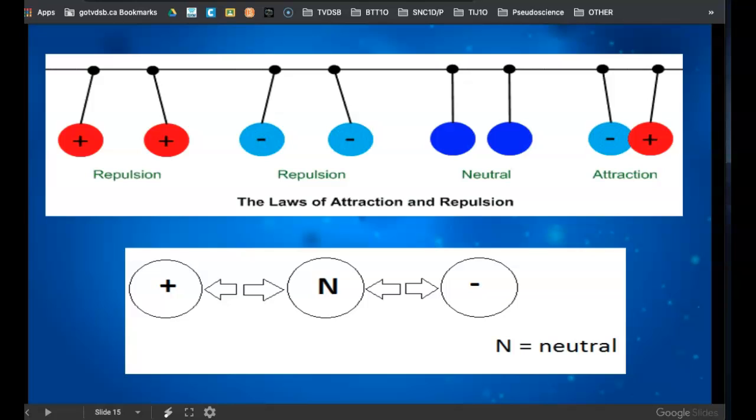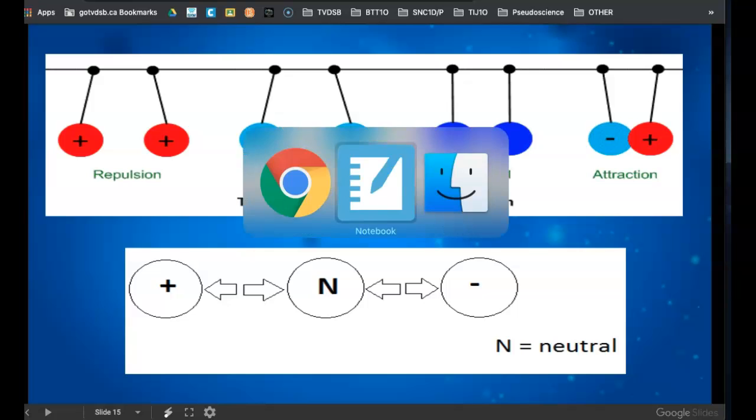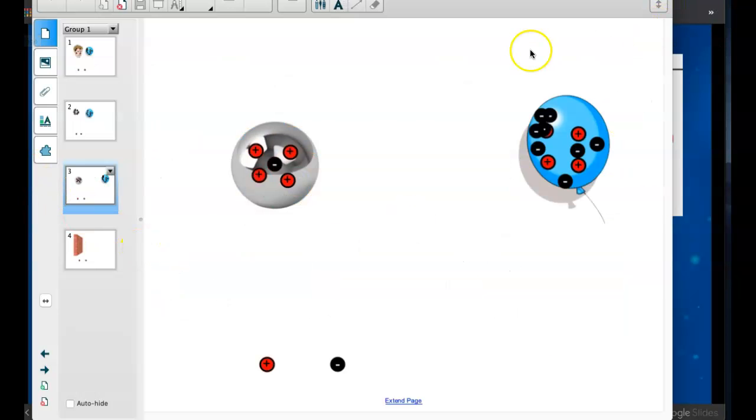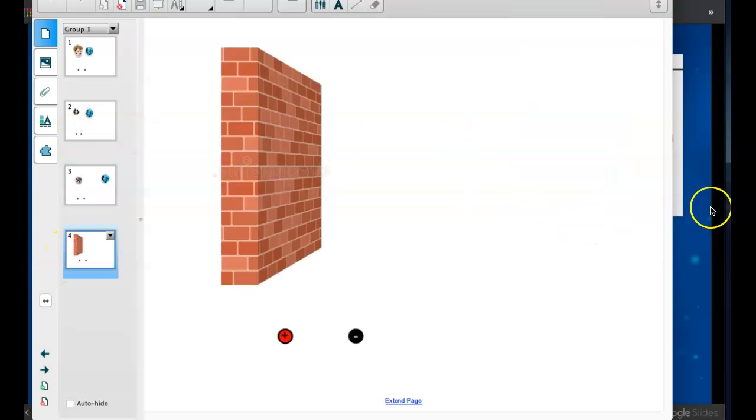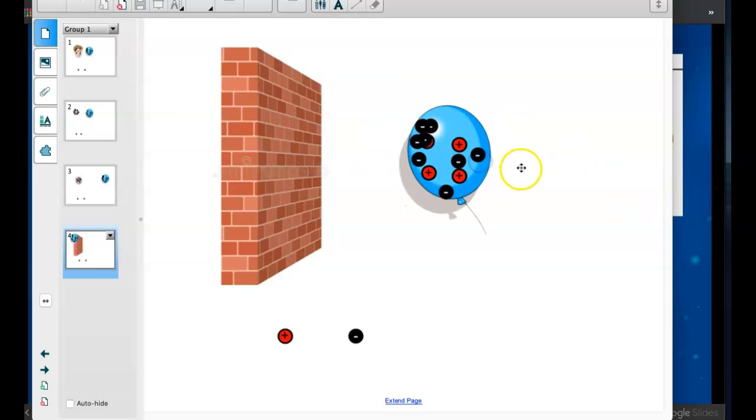All right, so one final question. What happens when you try to stick a balloon to a wall? Well, if we take a look at a wall, let's get our balloon over there first. I'm going to copy that guy over. So I've got a wall here, and I've got a balloon. Now, normally, a balloon doesn't have a charge, and neither does a wall, because a wall is just like any other object. It's going to have, generally, the same number of protons as electrons.